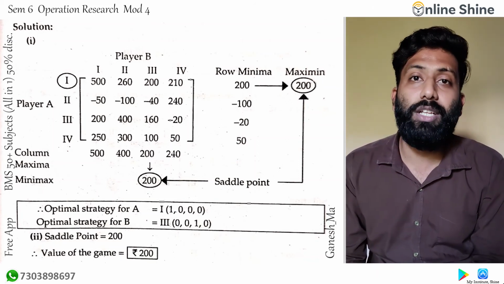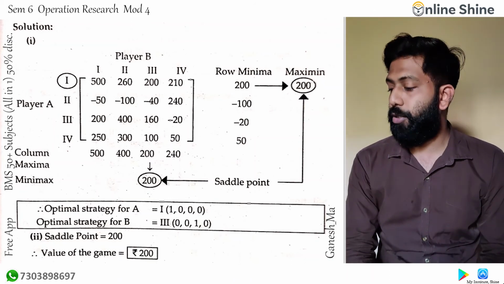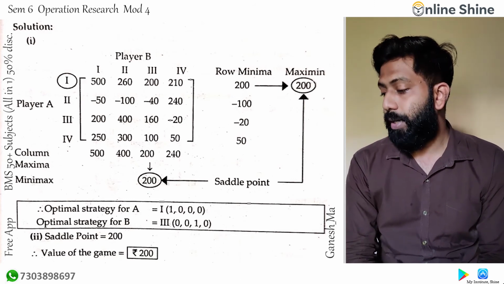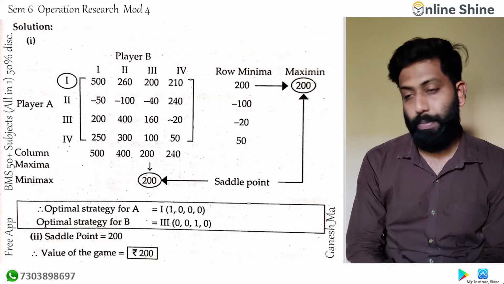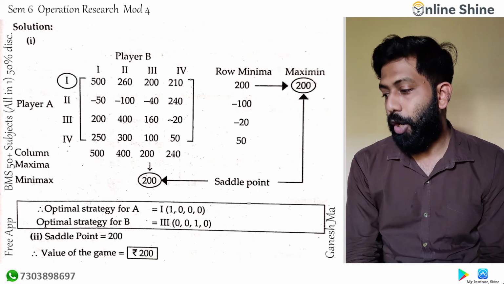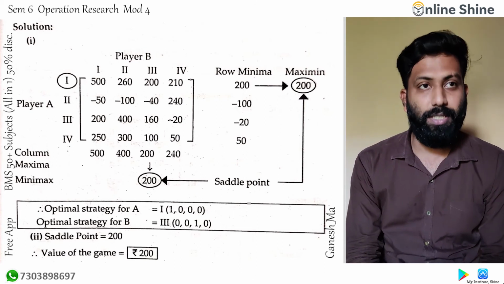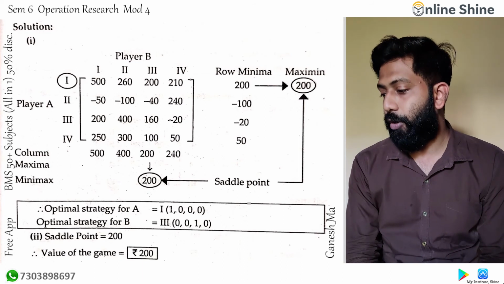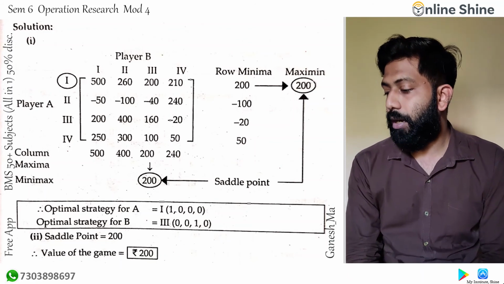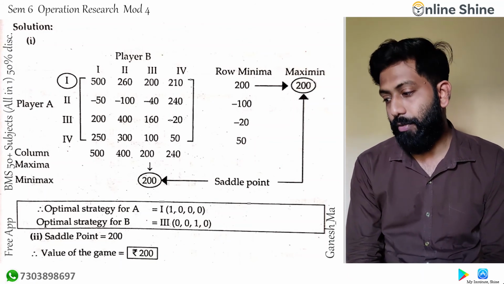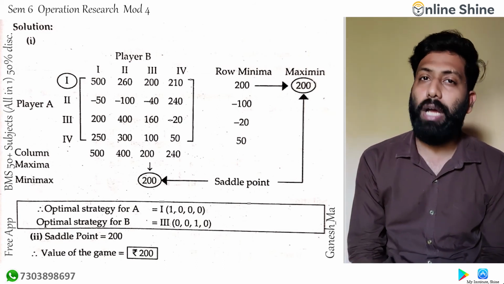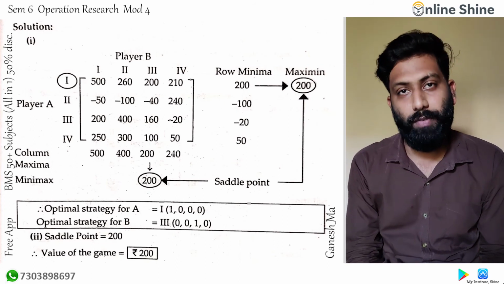Now what is the optimal strategy for A? You can see the 200 value is in the third column. How would we write it for A and B? It will be different. For A, the optimal strategy will be 1, which is the saddle point having 200, and for B that will be 3, which is the saddle point 200 for column-wise values. That would be given in an identity matrix, but we need not do that. We just need to note down the saddle point.